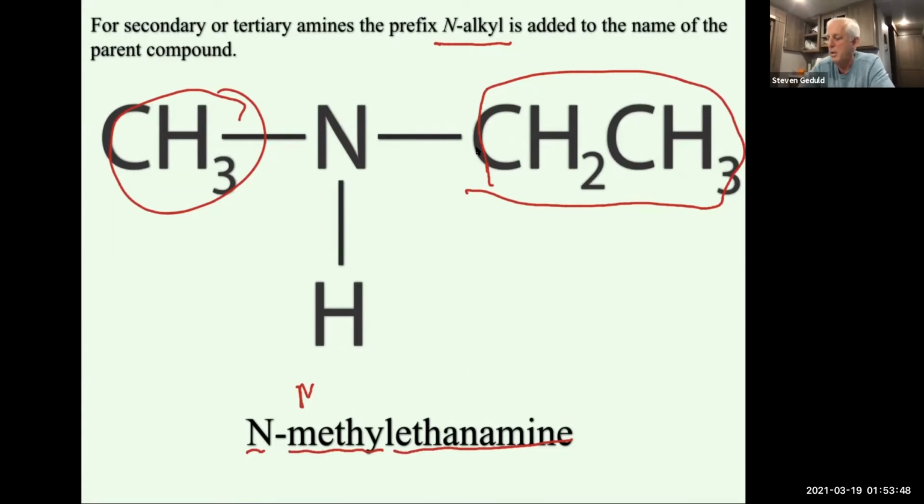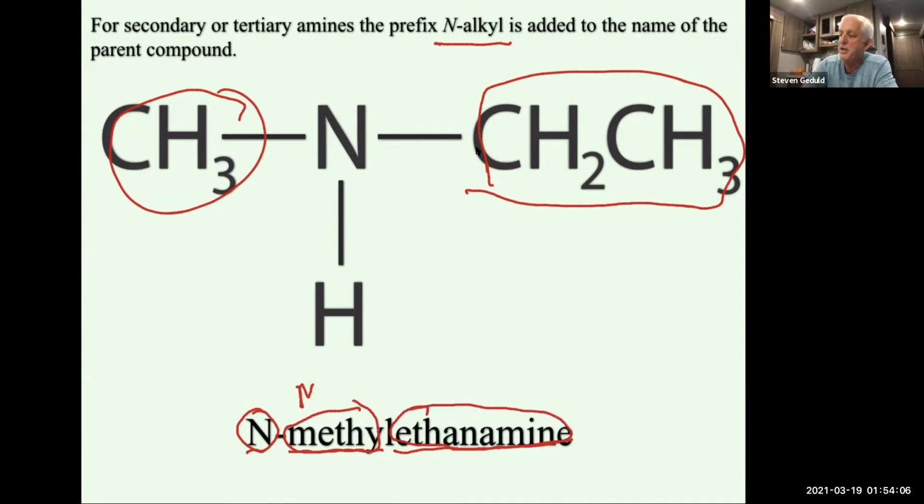So I'll let the largest one be the last one, but you could go by alphabetical order too. It doesn't make any difference, because it's going to be the exact same compound. So the N tells you there's an extra one attached. Methyl tells you what your substituent is, and ethane tells you there's two carbons, which are the main group attached to the nitrogen.